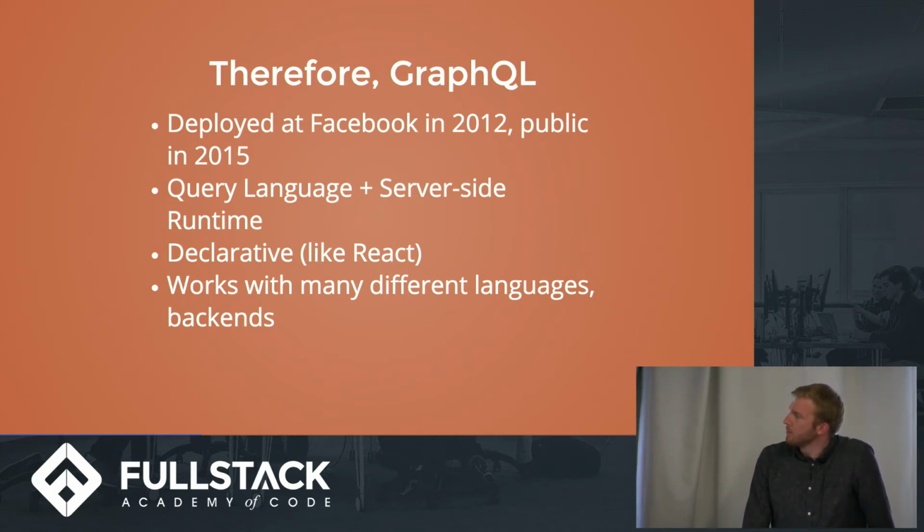GraphQL is both a query language and a server-side environment for executing those queries, but it also fits in well with what we've learned so far in that it's declarative and allows us just to describe the data that we need without necessarily saying how we would get it. It works with a number of different languages. You can implement a GraphQL service in JavaScript or in Python or in Ruby.